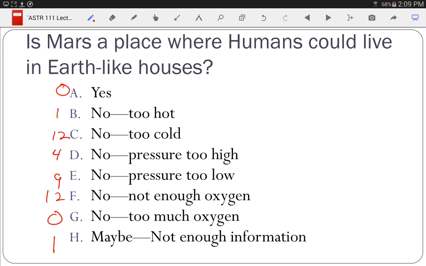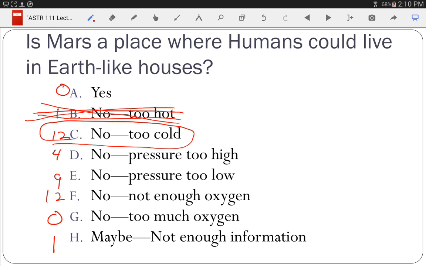So, let's look at these. Too hot. One person, I tell you, is that one person who's just out to make me believe I'm not teaching anything. It is not too hot. The highest temperature it gets on Mars is about 20 degrees Celsius, or about the same temperature it is in this room right now. That's not too hot for human life. But its coldest temperature, minus 153 Celsius, that's too cold. So that was the correct answer.